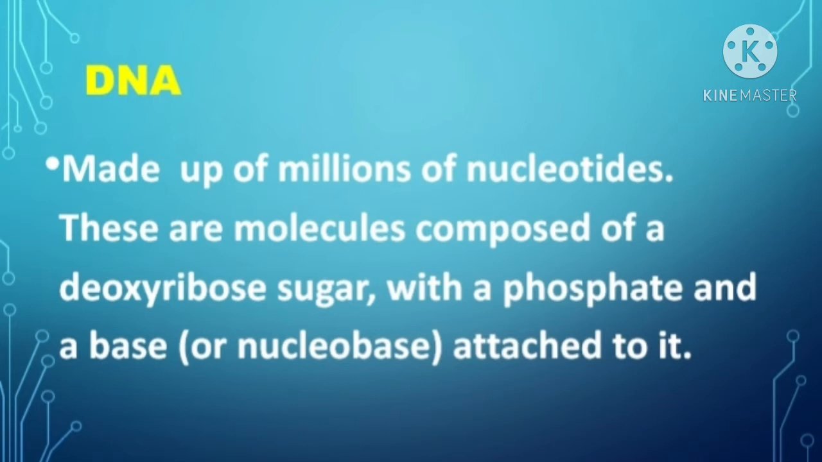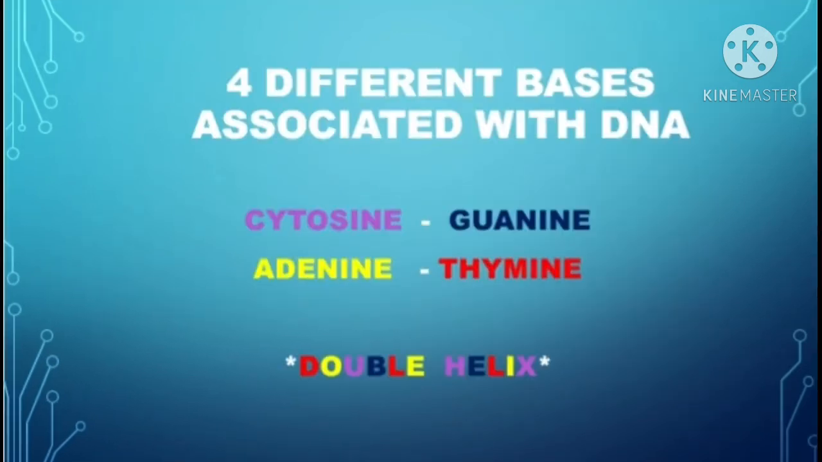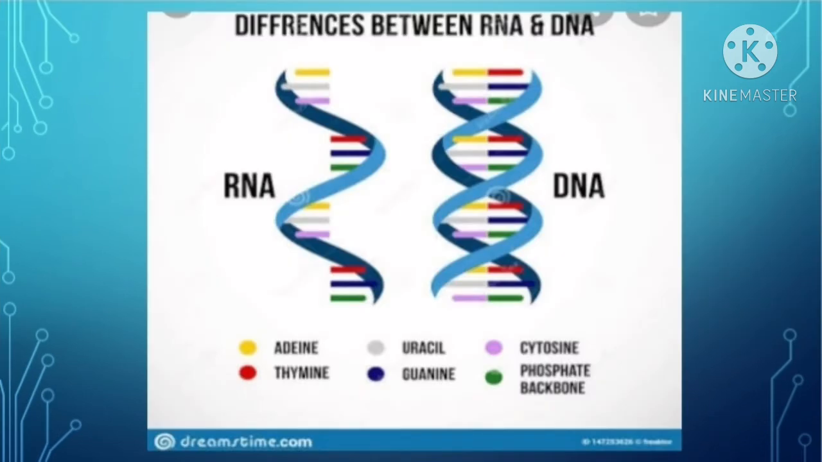The bond forms between the third carbon atom on the deoxyribose sugar of a nucleotide and the fifth carbon atom of another sugar on the next nucleotide. Henceforth, it is simply called the 3' and the 5' direction. So there are 4 different bases associated with DNA. And these are cytosine, which binds together with guanine, and adenine, which binds to thymine. Then these two strands together form a double helix.